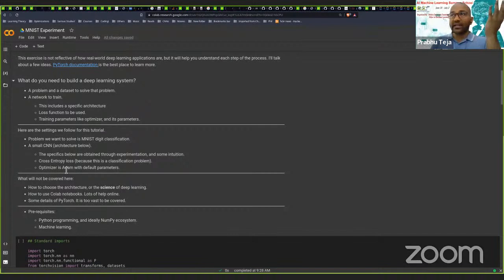So I talked about gradient descent, right? There are multiple variants of it that have improved so many existing problems. And one such optimizer is called Adam. And we'll use that.